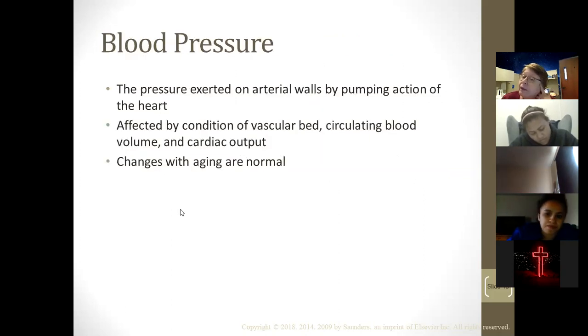Okay. Now blood pressure. Blood pressure is the force that's going against the arterial walls when the heart pumps. It's affected by the condition of the arteries, the circulating blood volume, the cardiac output, and changes with age are normal. The older you get, the higher your blood pressure goes.